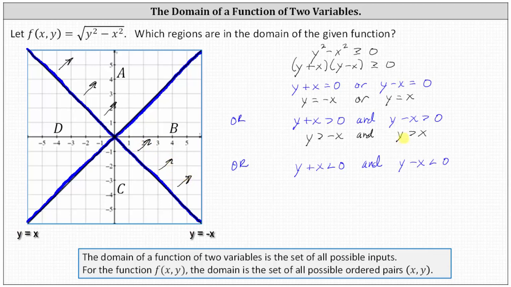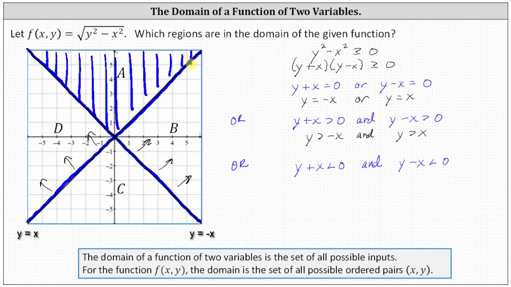And y also must be greater than x. To graph this inequality, we would shade above the line y equals x, which is above this line here, and we shade in this direction. So again, we're looking for the region in which both of these inequalities are true, which you can see would be region A. Let's go ahead and shade region A. This region is in the domain of the given function.